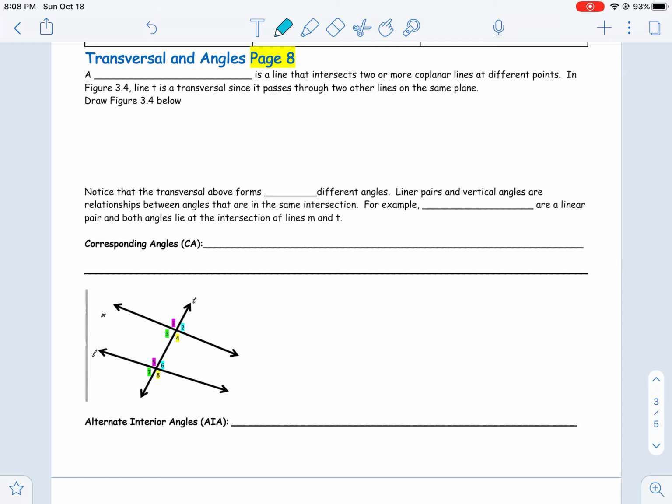So a transversal is a line that intersects two or more coplanar lines at different points. Okay, in figure 3.4 in your iBook, line T is a transversal since it passes through two other lines on the same plane.